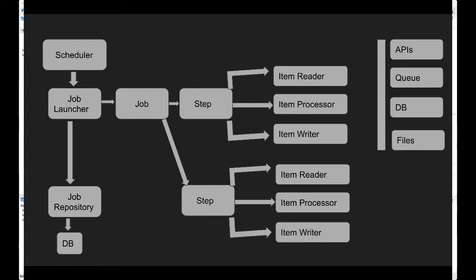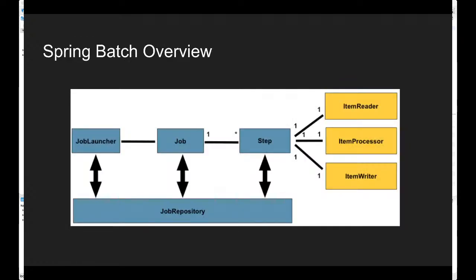So this is the flow. Now, if we see the whole picture of Spring Batch, like an overview on the top, we can see that we have a job launcher which is talking to the job repository, we have a job which can also talk to the job repo, and we have a step which can also talk to the job repo. Now, the relation between job and step is one to many. The relation between step and reader, processor, writer is 1 to 1. That means each step can only have one item reader, one item processor, and one item writer. But a job can have multiple steps.